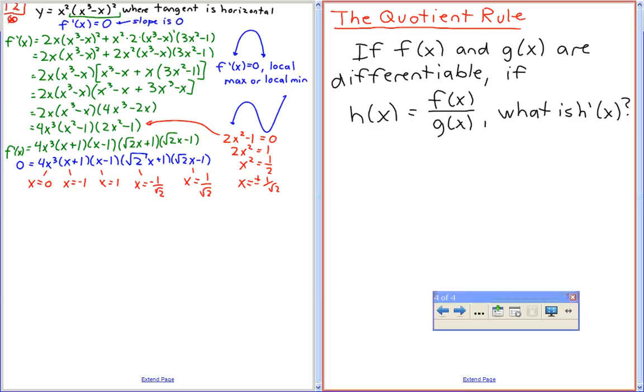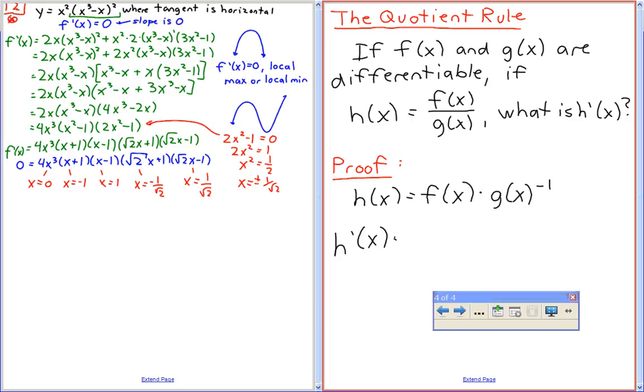Here we go. Here's my proof. We're going to say h of x equals f of x times g of x to the negative 1, which is what we've done already. Any suggestions on what you would do now to take the derivative here? If I take the derivative of h prime of x, what is the right-hand side going to turn into?